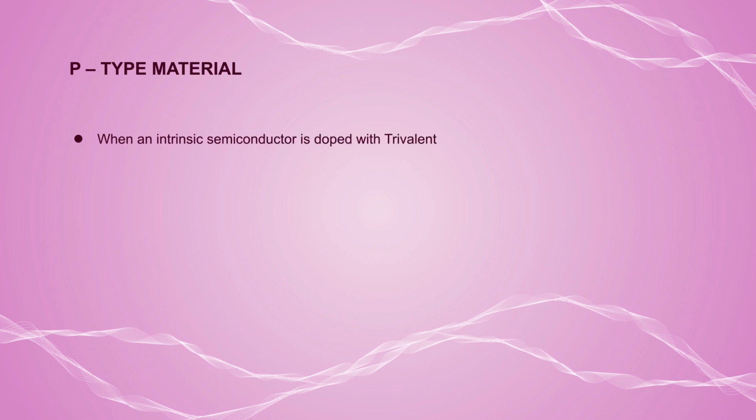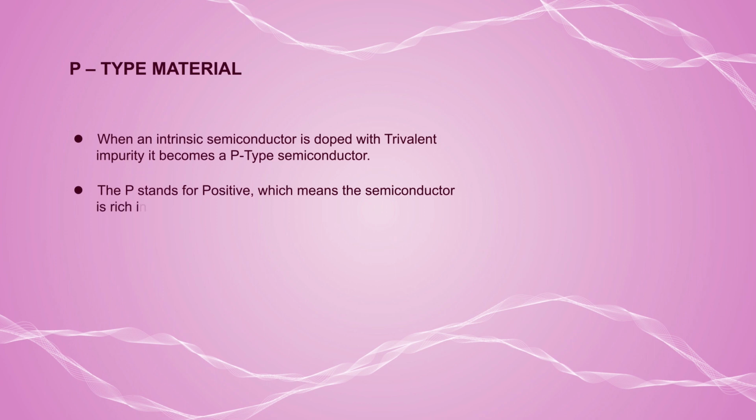Now, the first type of material is p-type material. When an intrinsic semiconductor is doped with trivalent impurity, it becomes a p-type semiconductor. Here, P stands for positive, which means the semiconductor is rich in holes or positive charged ions. As we all know, the p-type material is doped with trivalent impurity, that means one hole will be free and it shows the presence of positive charge. That is why it is called p-type material, which is rich in holes or positive charged ions.